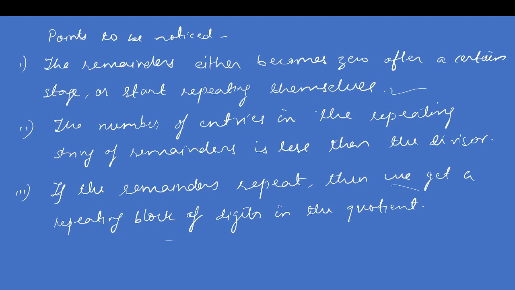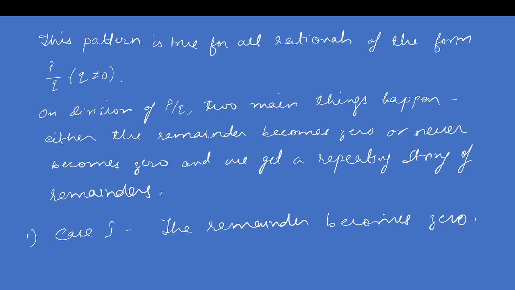So I hope you are getting it. Now this pattern is true for all rationals of the form p by q. What we saw in the previous three examples will be true for all rationals of the form p by q, where q is not equal to 0. So this we know is the rational numbers property. Now on division of p by q, two main things happen. What we saw earlier is written here.